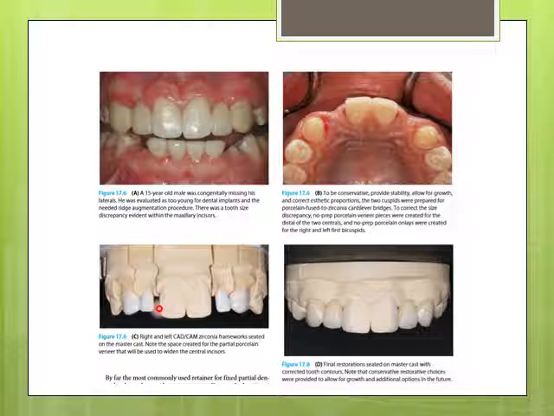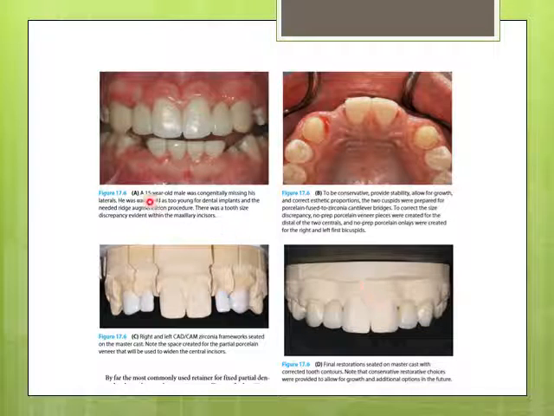lateral and the central here. Also there is space because the width of the centrals is not wide enough, so we need to widen the centrals also. In the final restoration seated here, we made a crown on the canine and a pontic lateral, and we also made an additional non-prep veneer. Note the conservative restorative choice was provided to allow for growth and additional options in the future.